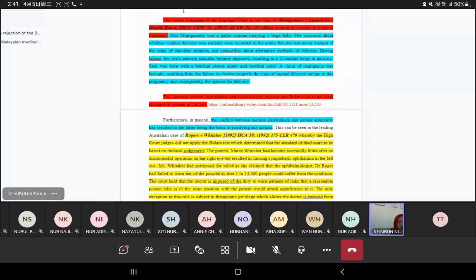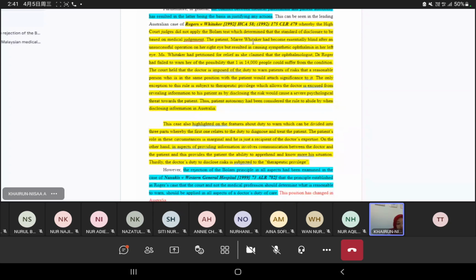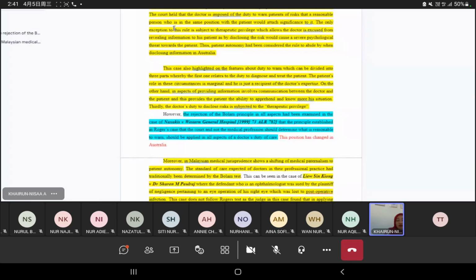Okay, you wanted to go to Australia. What is the position in Australia? Australia is even more advanced than other countries perhaps. In the case of Rogers and Whittaker, what is this case about? This case shows support towards patients' autonomy. Then you explain the facts of Rogers and Whittaker, and what the decision is.